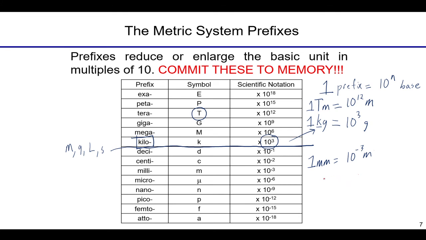So you need to commit these to memory because you'll often see gigabytes or terabytes, petaflops of data, and you want to know immediately that a terabyte is 10 to the 12 bytes, that a centigram is 10 to the negative 2 grams, that a picogram is 10 to the negative 12. And these are common things used throughout the sciences.